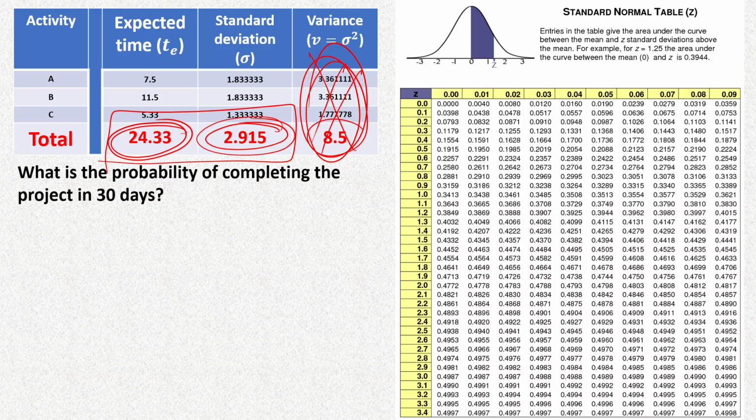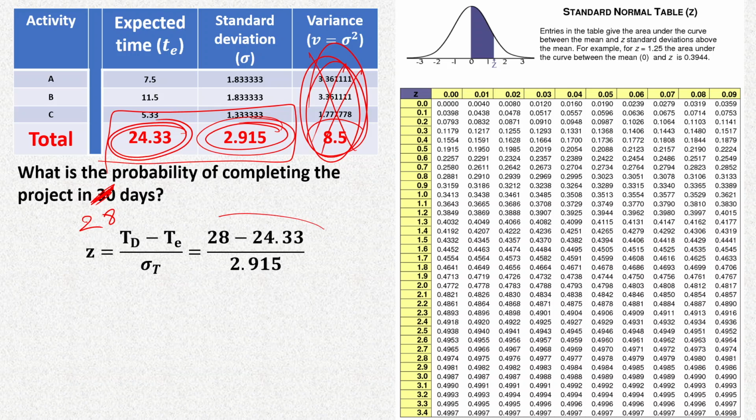Now, somebody is asking you what is the probability of completing the project in 30 days, suppose. So we'll calculate the z value for 30 days. Z value will be, sorry, I calculated it for 28. So let's correct this for 28 days. So for 28 days, how far away is 28 days from our mean 24.33? That is 28 minus 24.33. And how many standard deviations it is away from the mean? For that, we will simply have to divide it by 2.915.